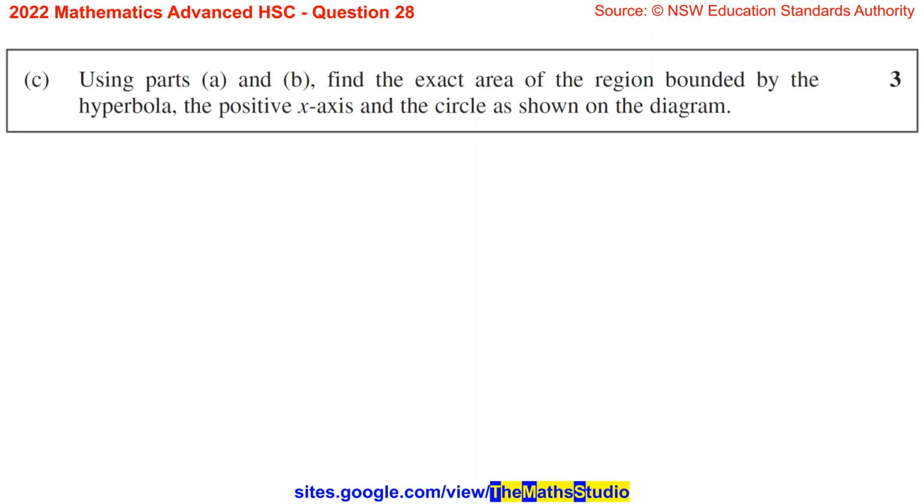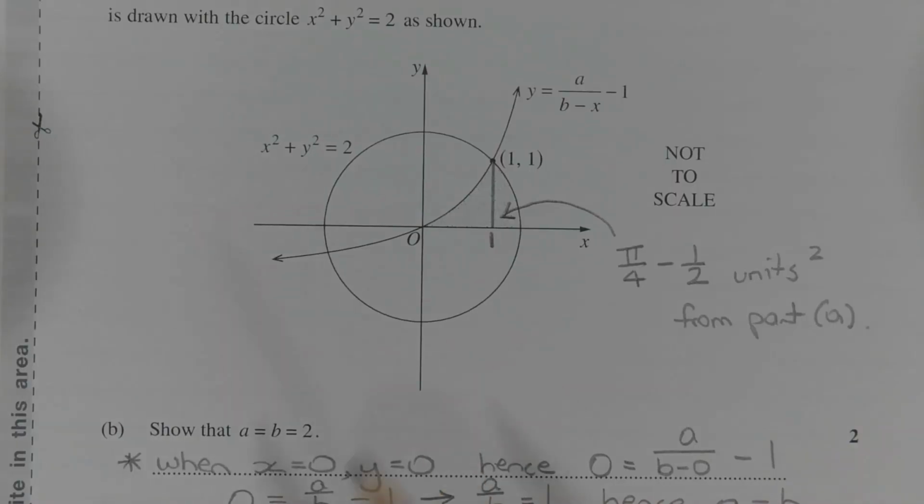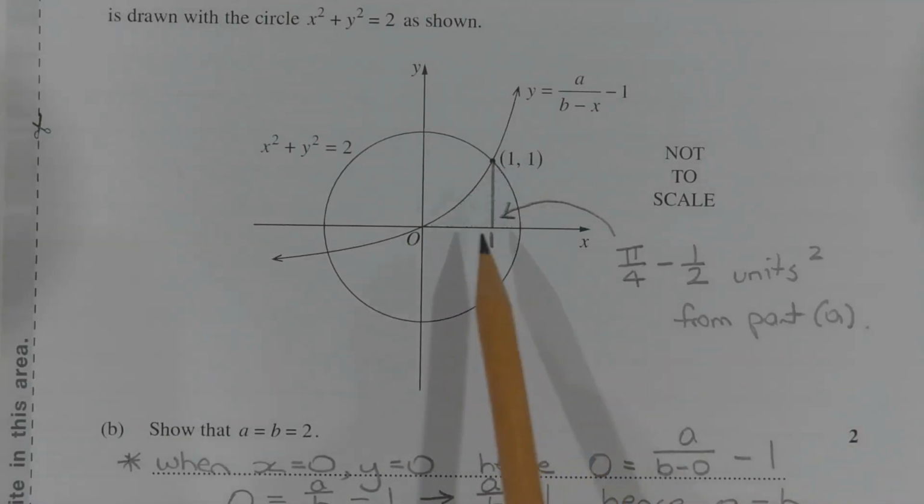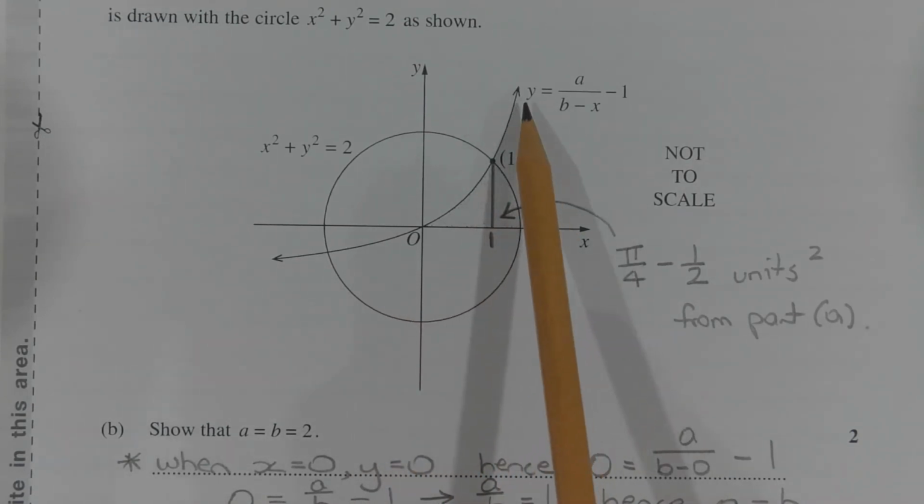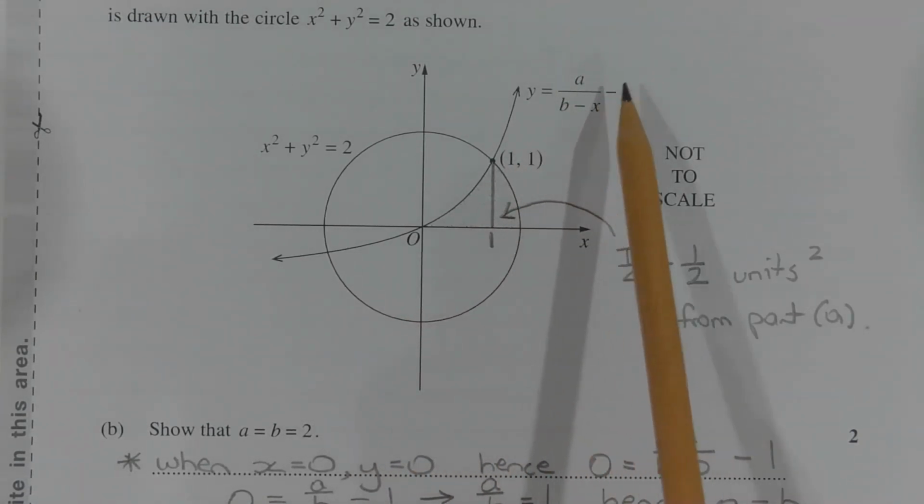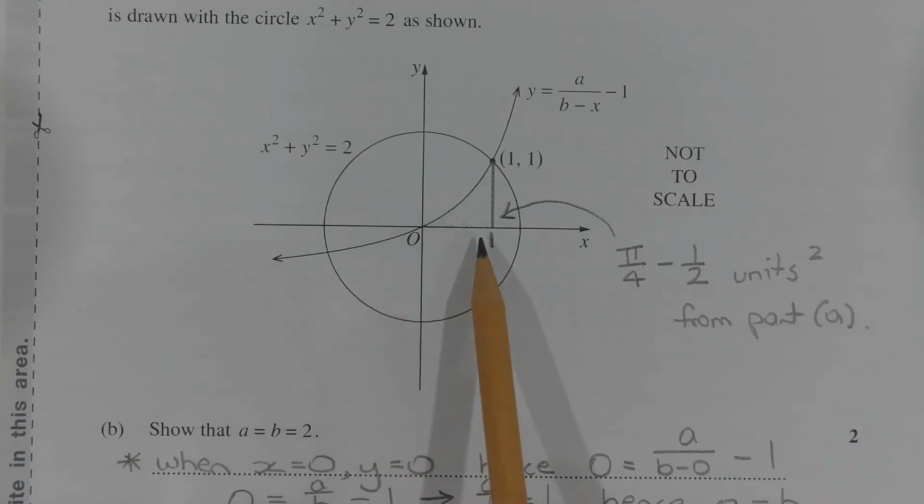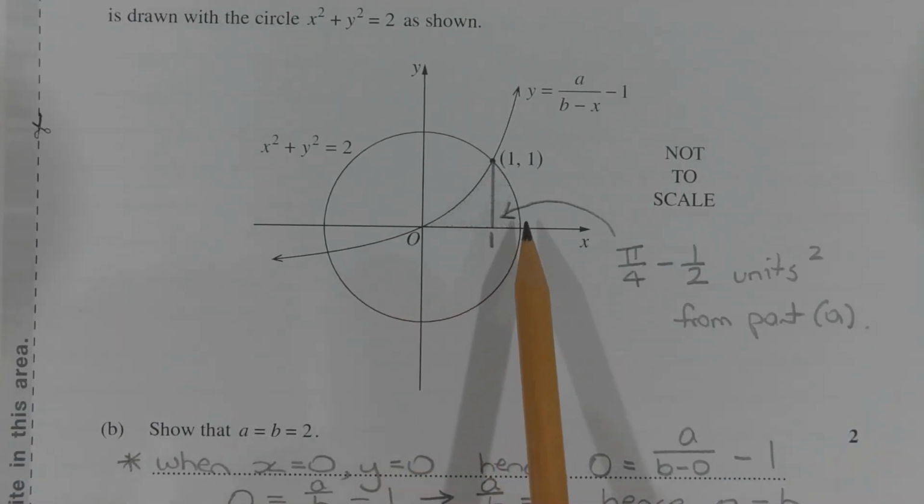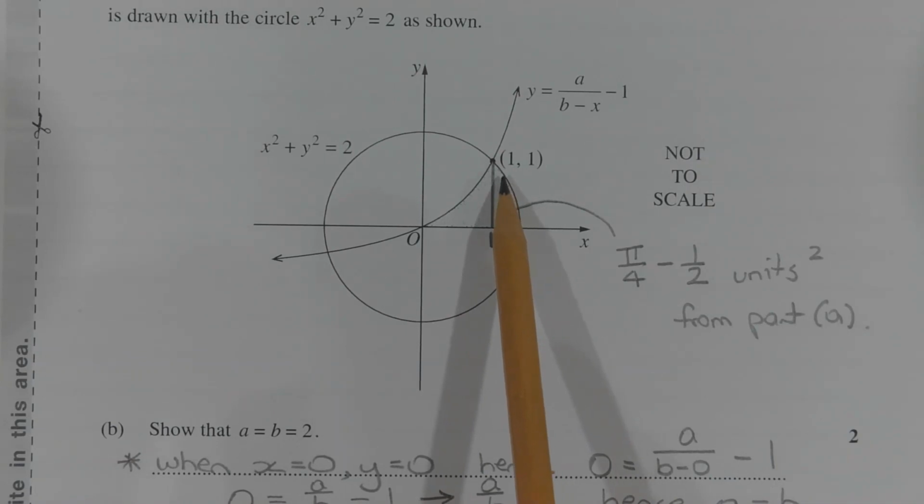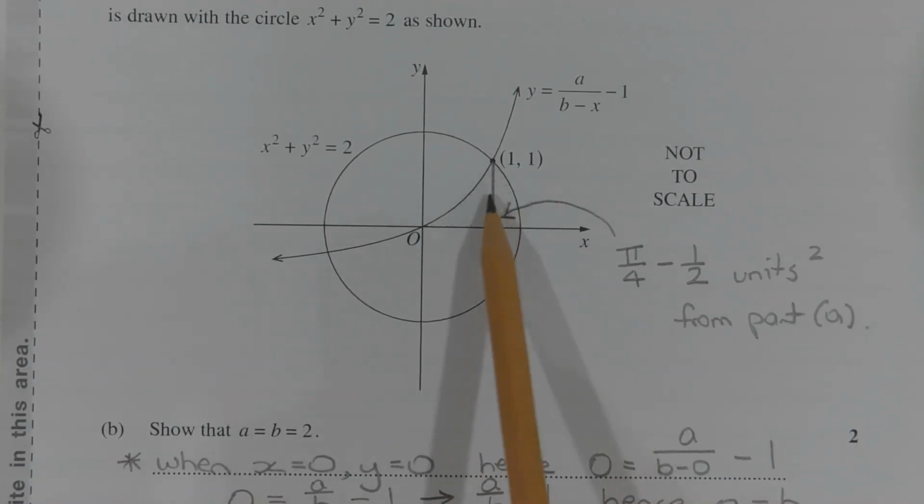Part C. Using parts A and B, find the exact area of the region bounded by the hyperbola, the positive x-axis, and the circle as shown on the diagram. The area of the shaded region is found by finding the area under the hyperbola y equals 2 over (2 minus x) minus 1 from x equals 0 to x equals 1 and adding to that the area that we found from part A, which is the area of this half segment, which is pi over 4 minus half.